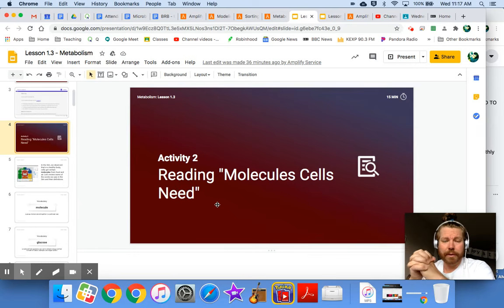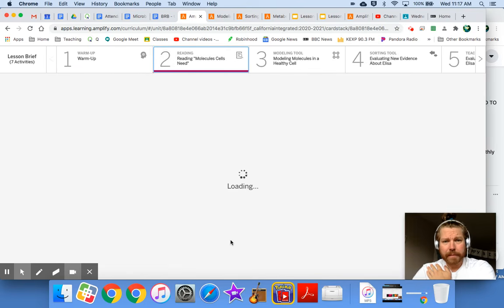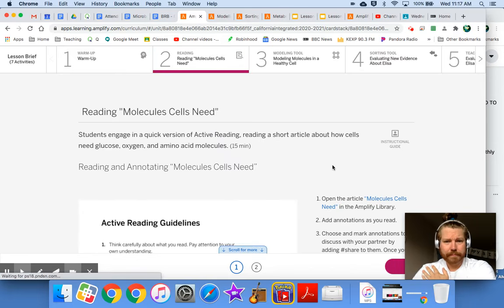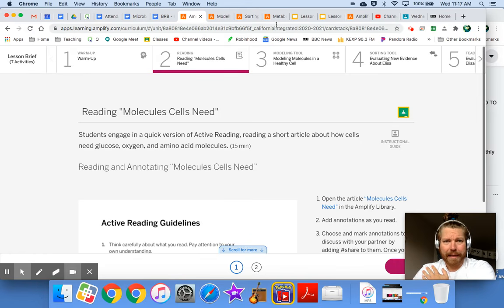Okay, the next thing we're going to be doing is we're going to be reading about some of these molecules. We're going to be learning about them. So the reading is Molecules Cells Need. So if you are in Amplify, you're going to be on activity 2 here. And ta-da, open the article Molecules Cells Need. You can access it that way, or you can access it in the Amplify library itself.